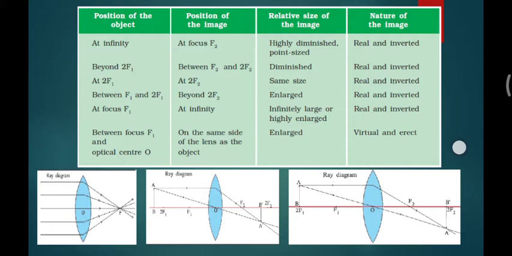As you can see in this slide, it shows image formation: position of object, position of image, whether it is real, size, and nature, all using a convex lens. In the first case, with the object at infinity, the image forms at the point f2. It is highly diminished and real, because the rays meet at that position, so it is an inverted image.